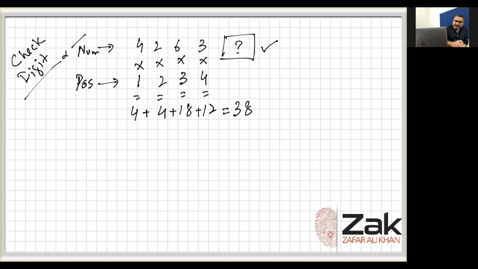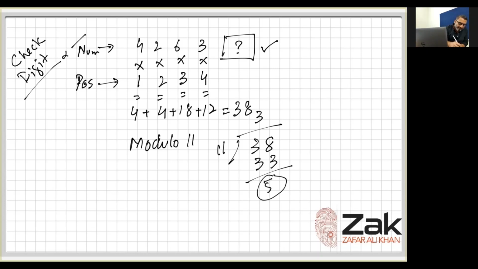Now, since it says that it is modulo 11, modulo 11 means we have to divide this 38 by 11. So this digit sometimes is treated as the check digit. So the check digit will be 5. Now, the number that will be given to the frequent parking card will be this 42635.